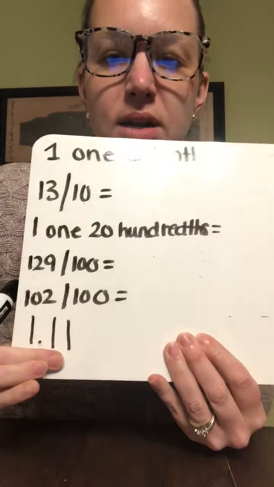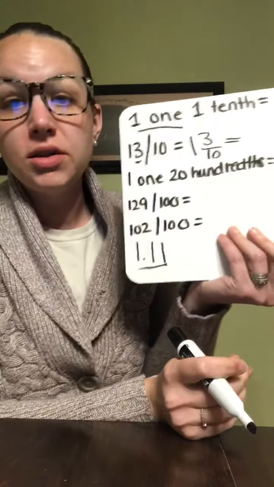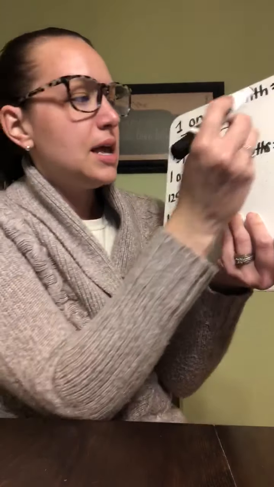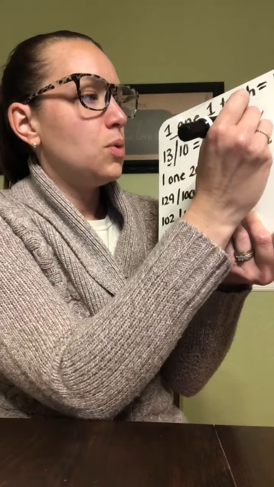Now, if I was going to write this as a decimal, because I want all of these numbers as a decimal, it would be 1.3, right? Or 1 3/10. See, this is going to be a lot easier to compare when you have all of them in that decimal form with the whole number. Then 1 and 20 hundredths, all you have to do is write 1.20, right? 1 and 20 hundredths.